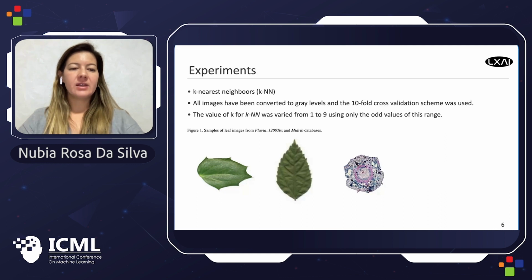We use the k-nearest neighbors as a classifier, and all images were converted to gray levels, and we used the 10-fold cross-validation scheme. The value for k is varied from 1 to 9, using only the odd values. We use 3 databases: Flavia, 1200 Tickets, and Middle European Woods databases.